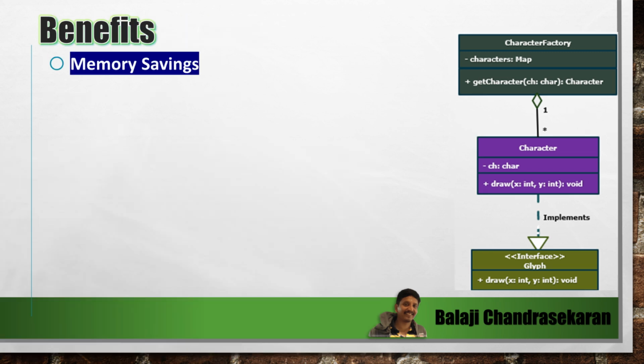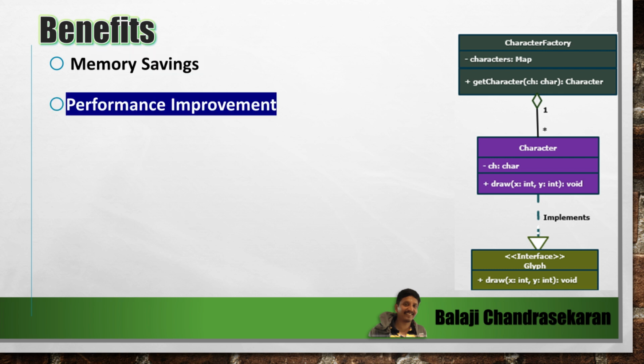Some of the benefits of the flyweight pattern are: memory savings. By sharing intrinsic state, memory consumption is significantly reduced, which is beneficial when dealing with a large number of objects. Performance improvement. It reduces the number of objects created and the memory footprint, potentially improving application performance.